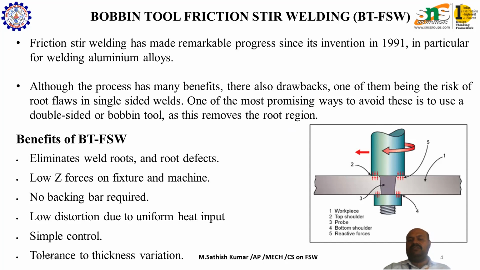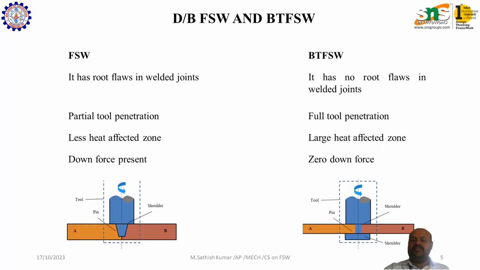welding. Although the process has many benefits, there are also drawbacks, one of them being the risk of root flaws in single-sided welds. One of the most promising ways to avoid this is to use a double-sided or bobbin tool, as this removes the root region. The benefits of bobbin tool friction stir welding are: it eliminates weld root defects, low Z forces on the fixture, no backing bar required, low distortion due to uniform heat input, simple control and tolerance to thickness variation. So this is all about the benefits of bobbin tool friction stir welding.